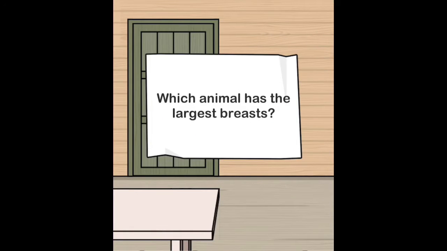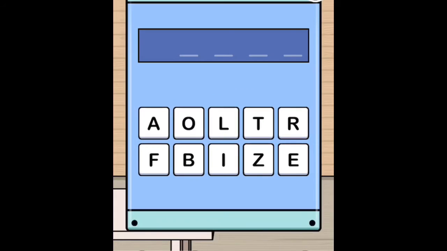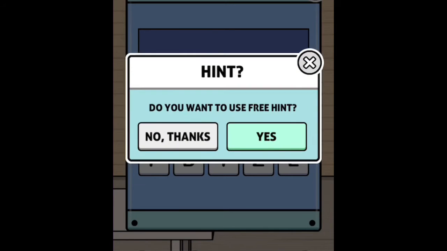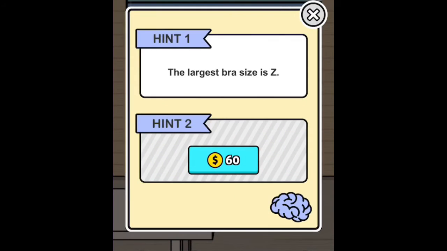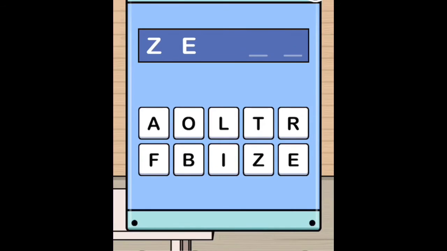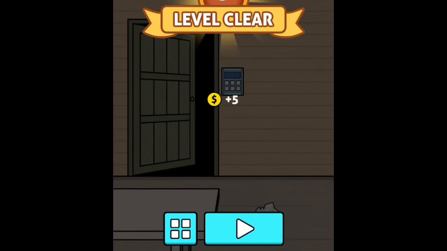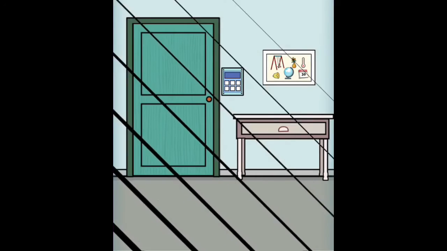Level 4 was harder. Which animal has the largest breasts? Wow. I feel like elephant would be an answer. Is this inappropriate? I would say like bird, but that's not it. Do you want to use a free hint? Yes, please. Really? Zebra? Oh, cancel. There you go. What? How? That's very ambiguous. What?